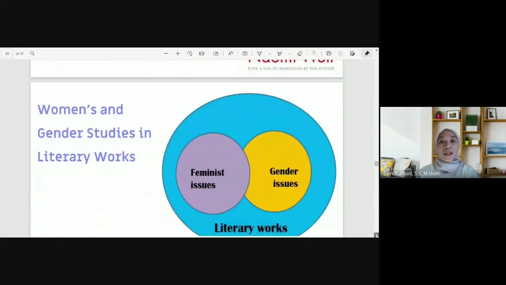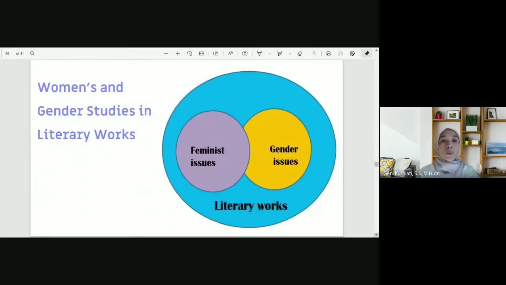Okay, for the next section, we'll be looking at women's and gender studies in literary works. So before, we have seen what is gender, what is feminist, what is feminism, what does it mean being female, what does it mean being feminine, and now we'll look at this in women's and gender studies in literary works. So we have a more specific scope. We are looking at those issues, but in the context of literary works.